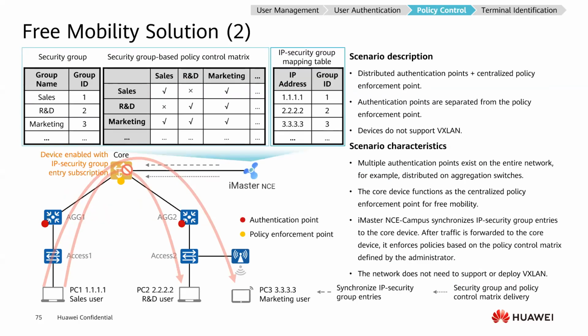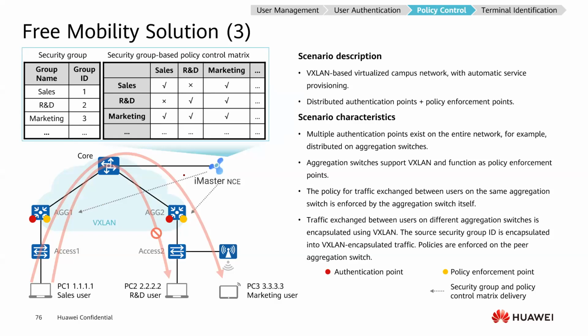And if you separate these two points, for the policy enforcement point, you need to subscribe to the IP security group from the controller. So the controller will send this mapping table to the core devices, just the policy enforcement point. So when the traffic is sent to the core devices, it will match the source and destination IP addresses to the source and destination groups, and match the policy control matrix to do the traffic control.